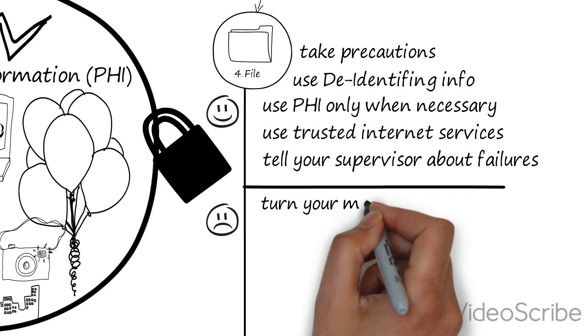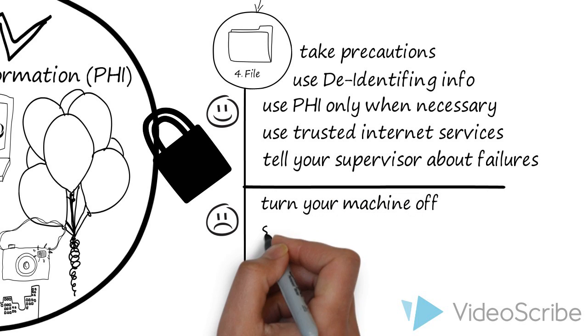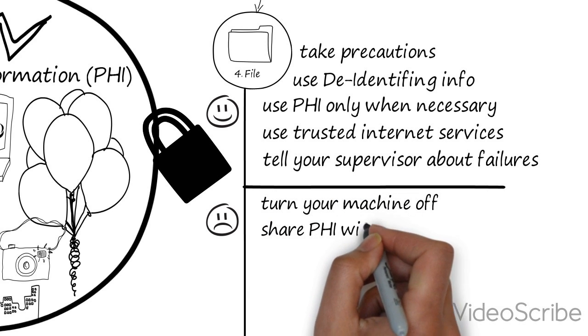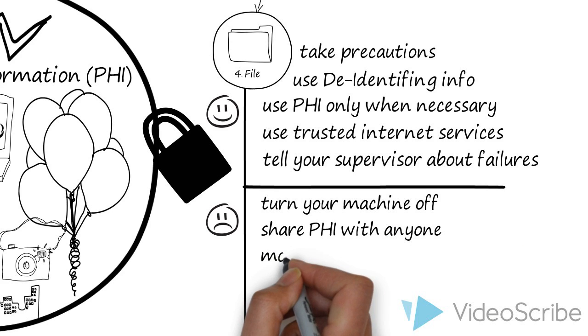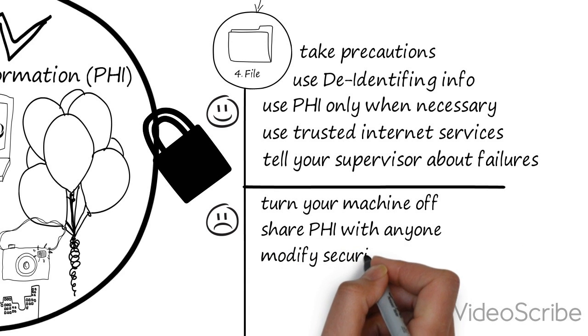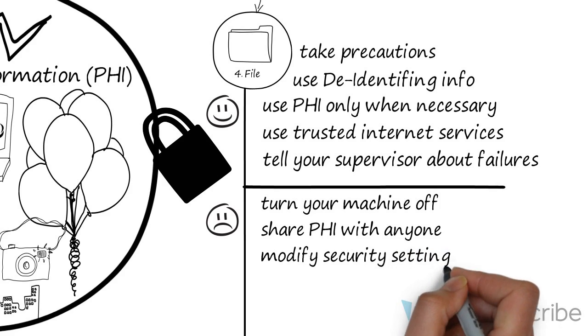Don't turn your machine off in case of a hardware or software failure. Don't share PHI with just anyone. Don't modify the security settings on your machine.